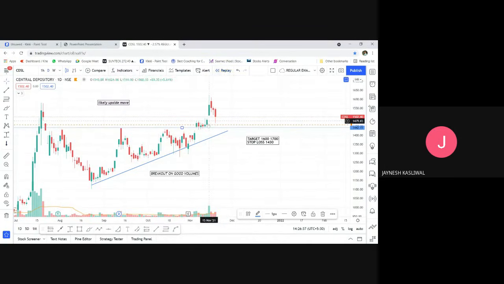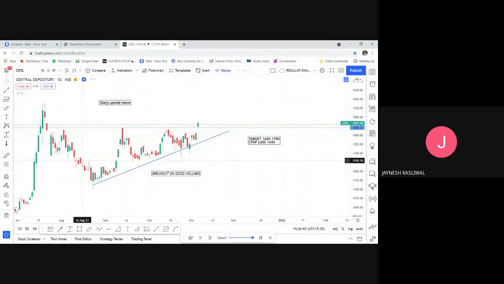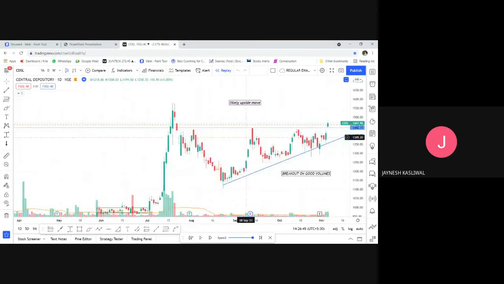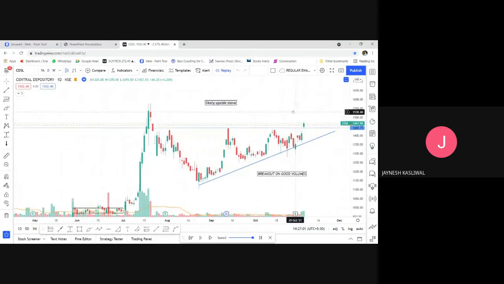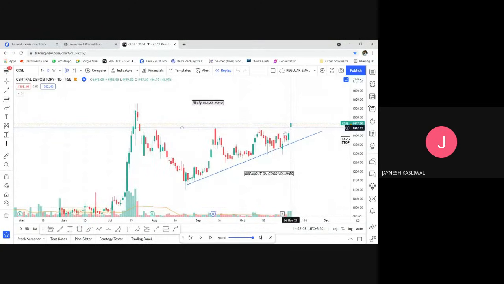Now, can you see a similar type of structure here in this chart? A breakout has happened. What was the breakout region? 1440 rupees. The breakout is at 1440 rupees. Simple. Now, the price is at around 1416, 1% up. Add 50% quantity here.